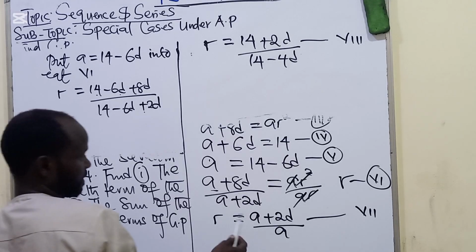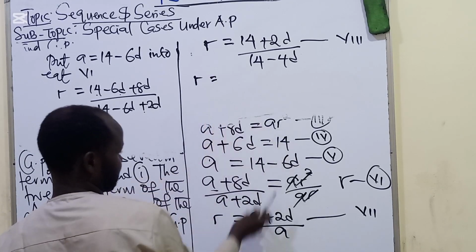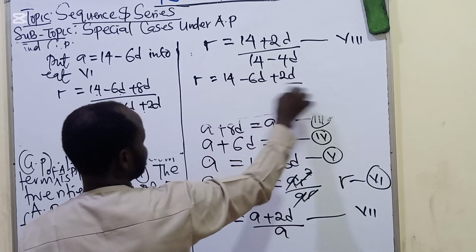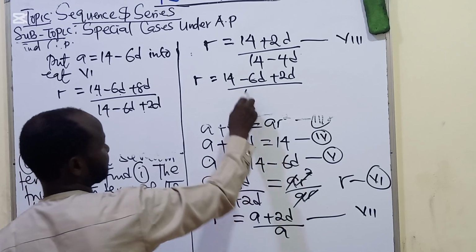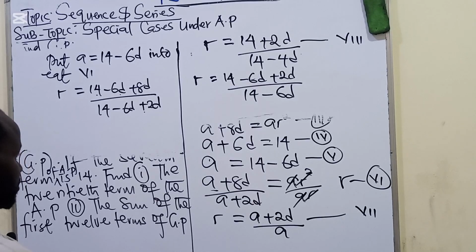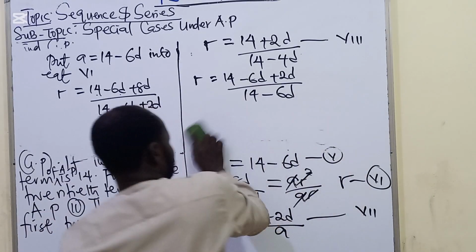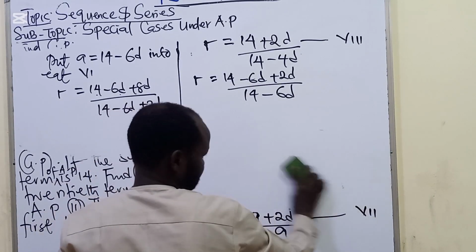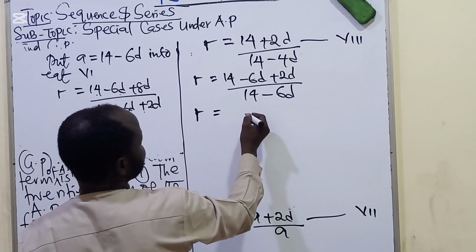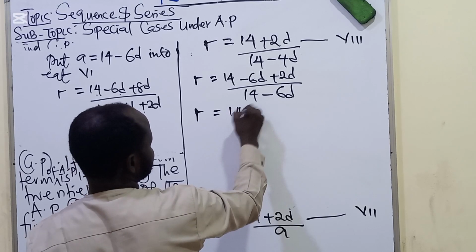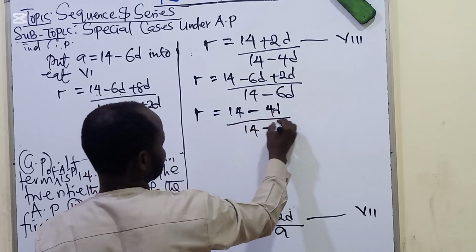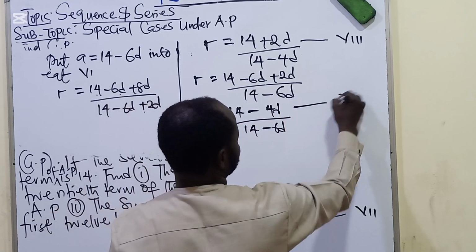We'll have r now will be equals to a. In place of this a, we put 14 minus 6d plus 2d divided by, in place of this a, we put 14 minus 6d. Very important. Okay? Let me clean here. Then I will leave that equation 7 now. Okay? Let's resolve this. R now will be equals to 14 minus 6d plus 2d, that will be minus 4d divided by 14 minus 6d. This is now equation 9.